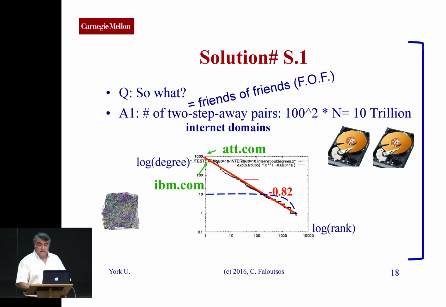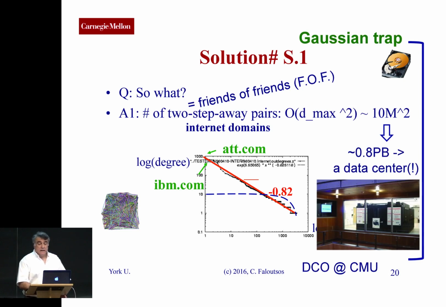What is happening is that what matters is the maximum degree. Yes, the average is 100, but there is one person, not shown here, Justin Bieber, who has 10 million followers. President Barack Obama has 8 million followers. Other big personalities also have several million followers. And what matters is the square of the highest degree. So Justin Bieber will generate, we said, 10 million squared two-step away friends just because of Justin Bieber. Which means that just for Justin Bieber, we need about 1 petabyte of data.